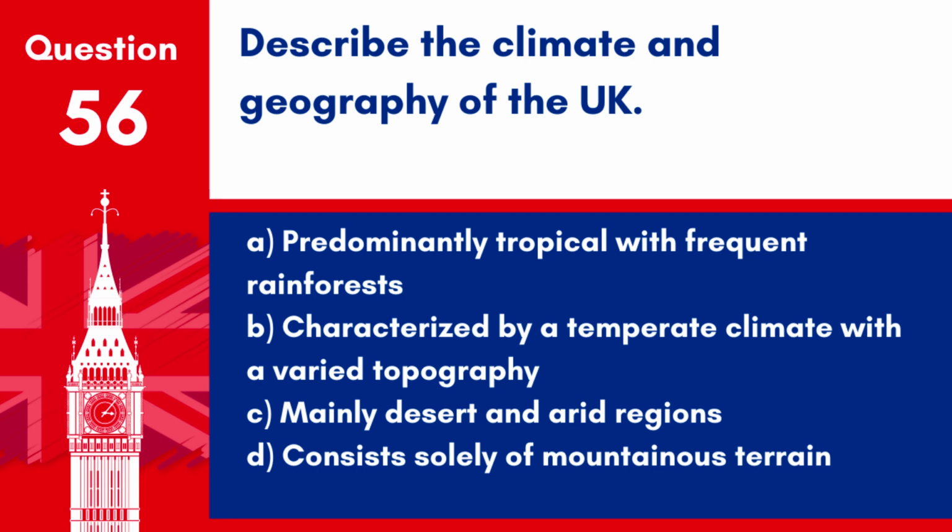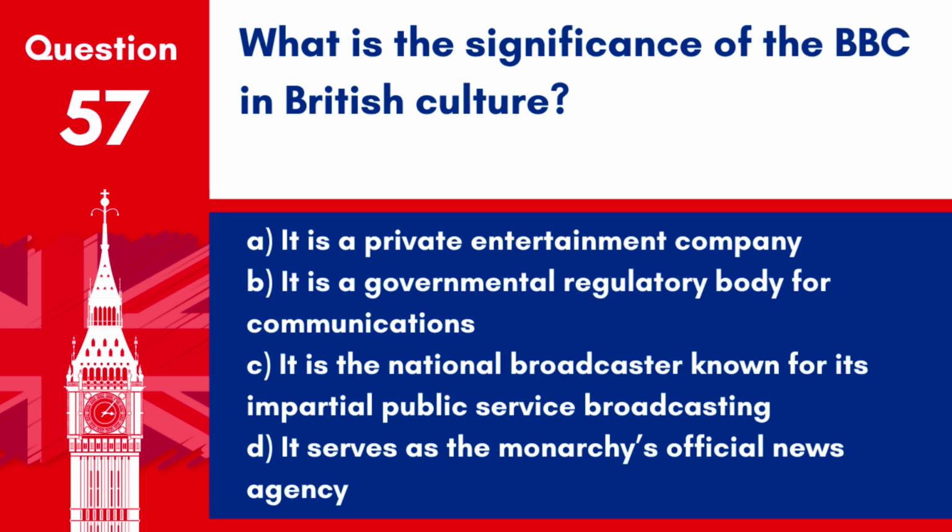Answer B. Characterized by a temperate climate with a varied topography. The UK has a temperate maritime climate with all 4 seasons and a geography that includes everything from highlands and hills to lowlands and coastlines. Question 57. What is the significance of the BBC in British culture? A. It is a private entertainment company.